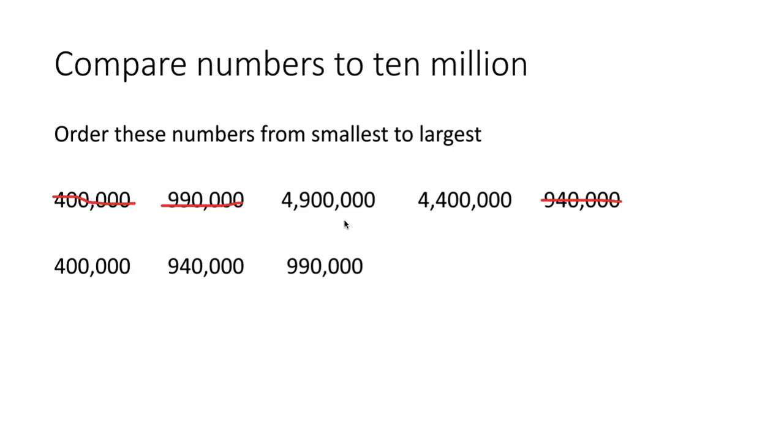And I'm just left with these two numbers with millions. 4,900,000, 4,400,000. They both have 4 million, but this has 900,000, whereas this has 400,000. So 400,000 is going to be smaller than 900,000. I can add them to my list. And let's just double check. 400,000, 900 and 900,000, but that's 940,000, that's 990,000, so they're correct. These are both 4 million, but that's 4,400,000 and 4,900,000. So I know that it's correct, smallest to largest.